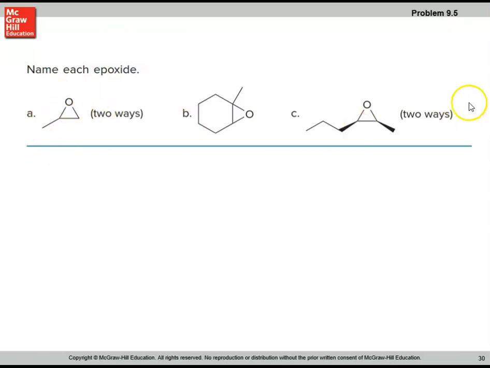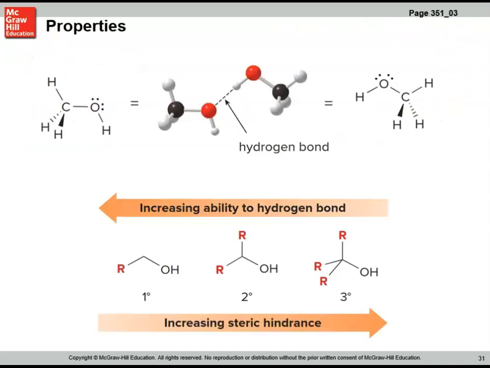Here's some practice naming these rings. These more simple compounds, you can name them as both the epoxide and the oxirane. This one, now that we get more complicated, you can't do that as easily. So just an example of that. If you have questions about naming these or what these should be named, we can cover that in class.